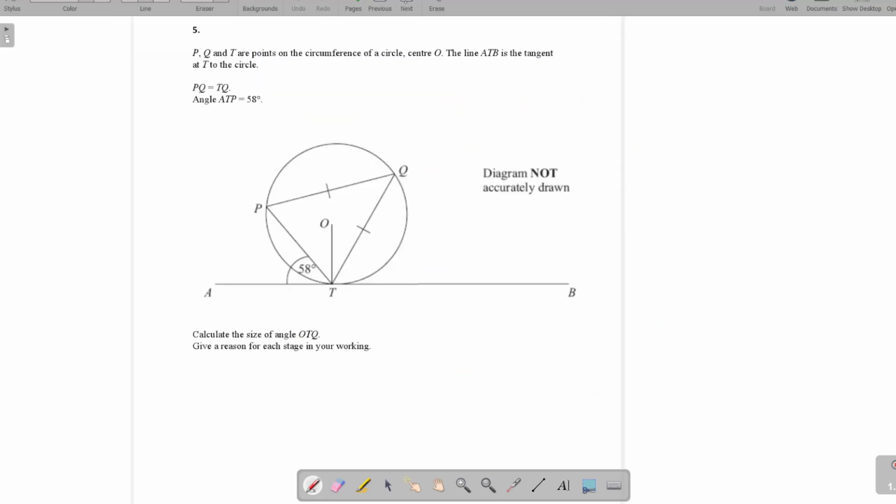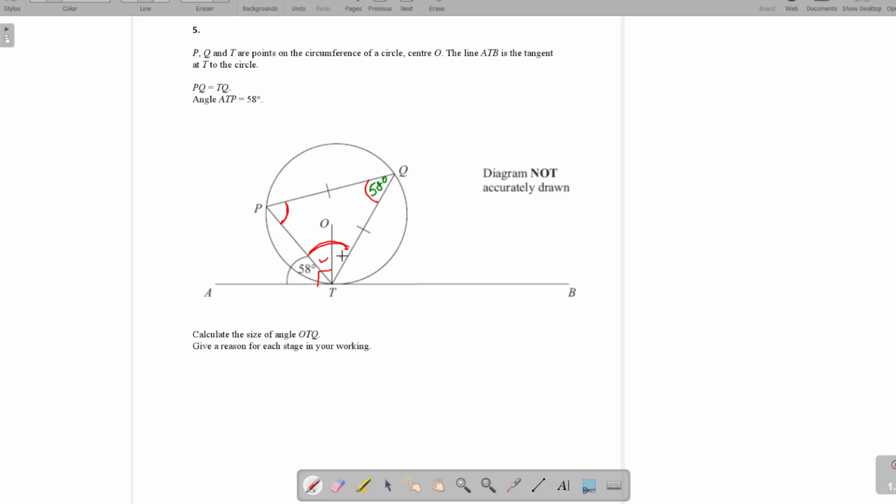Let's look at the next question. Question 5. P, Q, T are points on the circumference of a circle, center O. The line ATB is the tangent at T to the circle. PQ is equal to QT. Angle ATP is 58. If this is 58, we can say this is 58, alternate segment theorem. We also know this is 90, so we can find this. If this is 58, we can find that. This is equal to this. So we can find this.